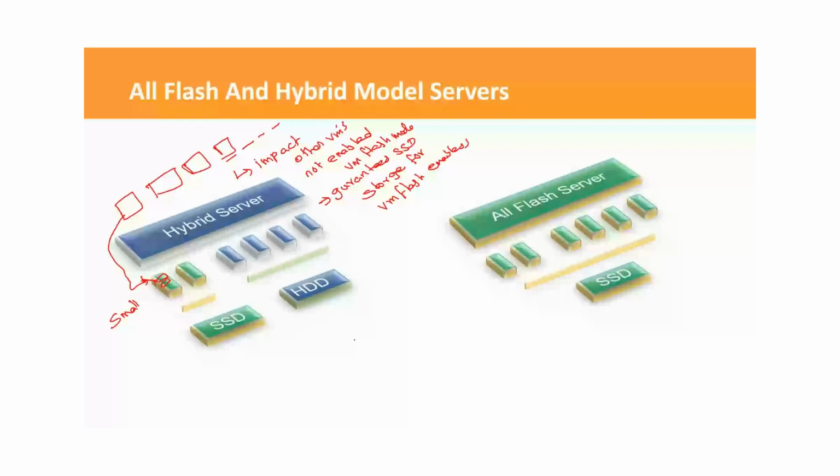Coming back to the difference: hybrid server is low cost, all-flash server is higher cost, and all-flash offers very good performance while hybrid is a little lower. But there is a feature which offers all-flash performance on a hybrid server. How? By enabling VM flash mode. This feature can be enabled for critical VMs, but don't enable it for all VMs, because I already said there is limited SSD storage and it cannot accommodate all the VMs.